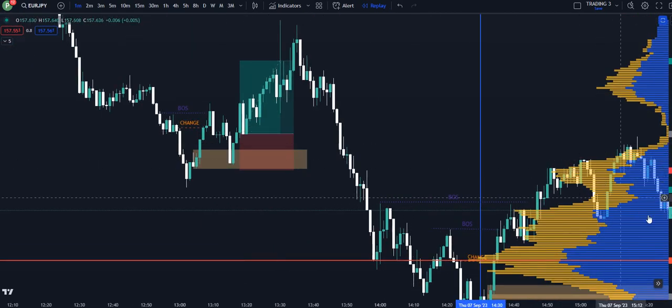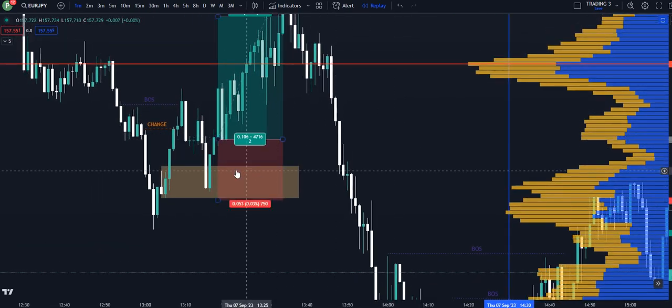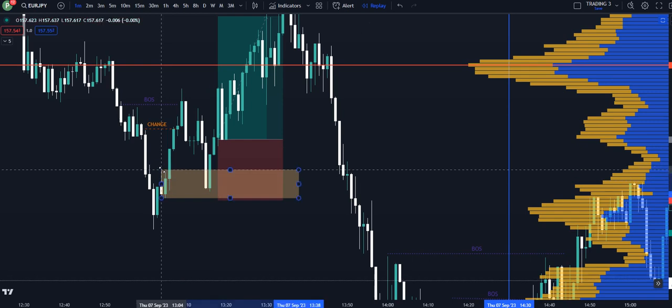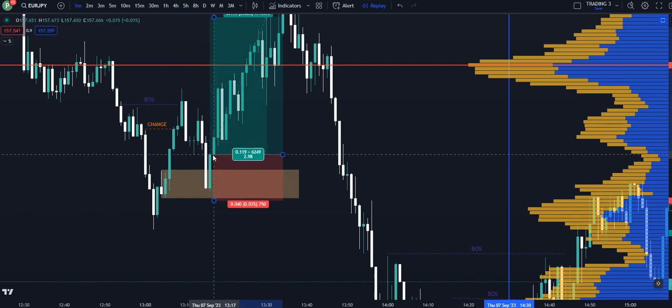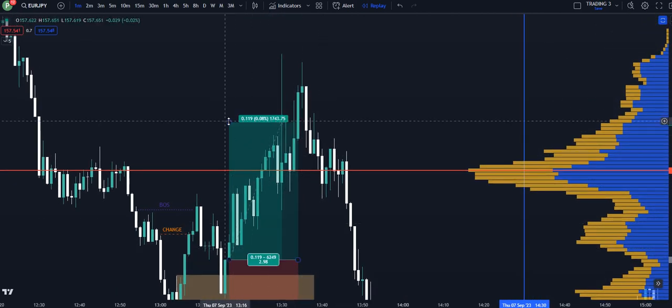Could we have refined this even further? Yes, as you can clearly see. So we've got a push here. We have the order block, and now we got the push down here. So we've got a change, a nice pattern.